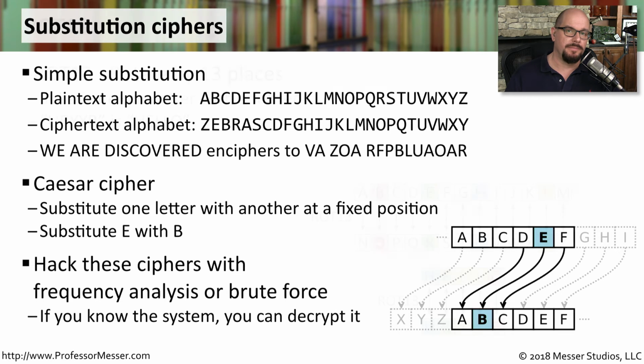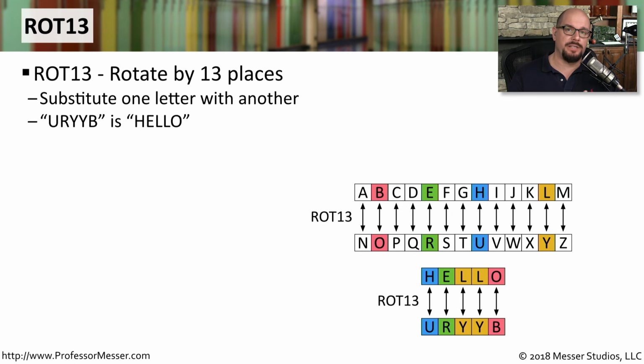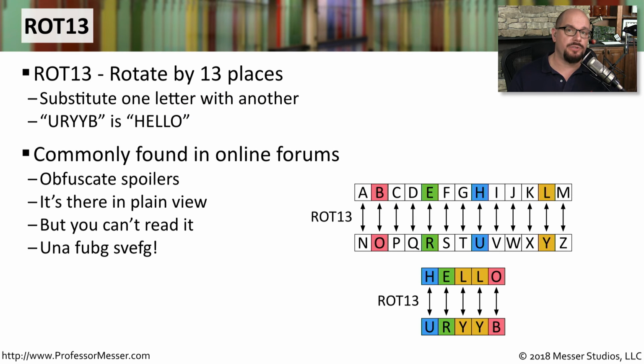original message. There's a standard form of the Caesar cipher called ROT13, which stands for rotate by 13 places and substitute that letter with the other. For example, URYYB substituted 13 places is the same as hello. You commonly see ROT13 used in online forums or online messages where someone might want to provide a spoiler or something that they don't want other people to immediately see, but they want to provide people with a way to decrypt or unobfuscate the message so that they can read it later.